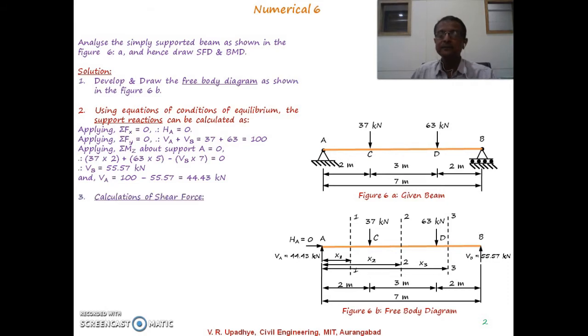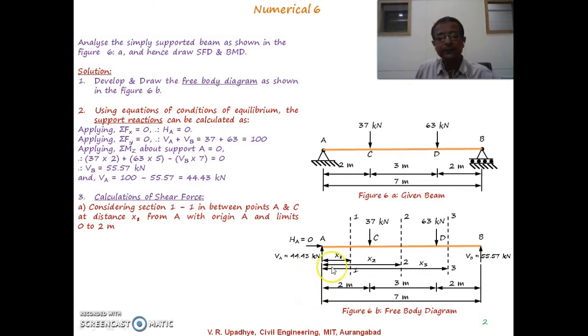So, with that, we'll write the first part, that is considering section 1-1 in between point A and C at distance x1, as shown over here, section 1-1 in between A to C at distance x1 from A, with origin as A. So x1, when it is at A, becomes 0, and when it is at C it becomes 2 meter from A to C. So the origin is A and limits are from 0 to 2 meter.